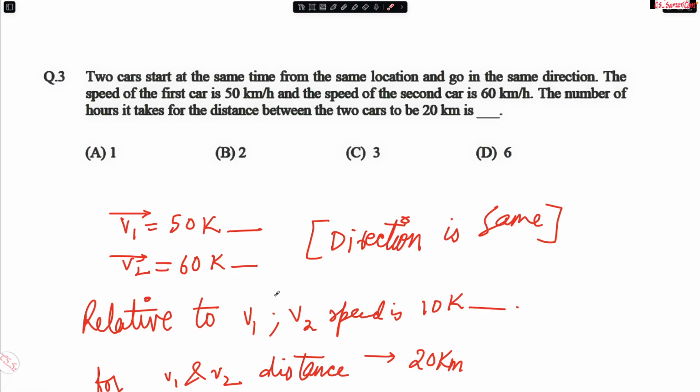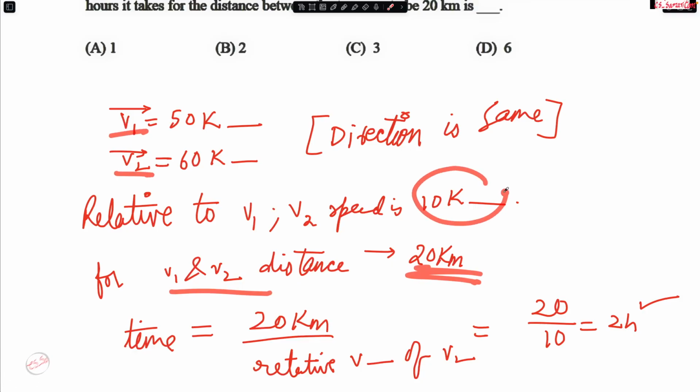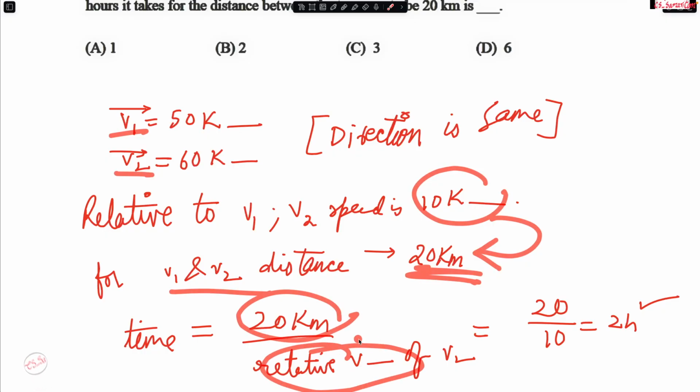Because the direction is exactly the same, the absolute velocities are 50 kilometers per hour and 60 kilometers per hour. I know that. But relative to V1, V2's velocity is 10 kilometers per hour. Once we have the relative velocity, for the distance of 20 kilometers, because the first one is at rest and the second one is only moving at a relative velocity of 10 kilometers per hour, and what we have to achieve is 20 kilometers, just directly divide 20 by the relative velocity. That is going to give you the amount of time it takes for the two objects to travel so much that the distance between them amounts to 20 kilometers.